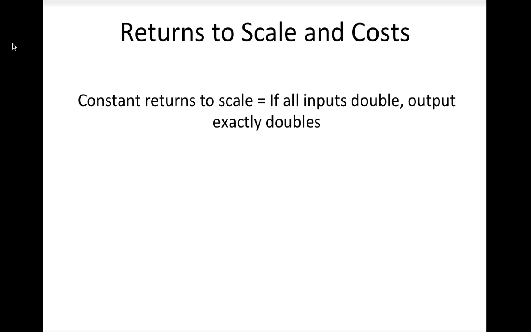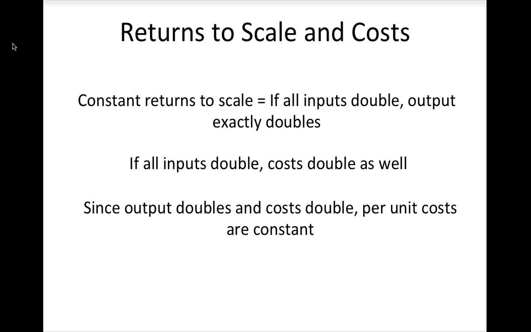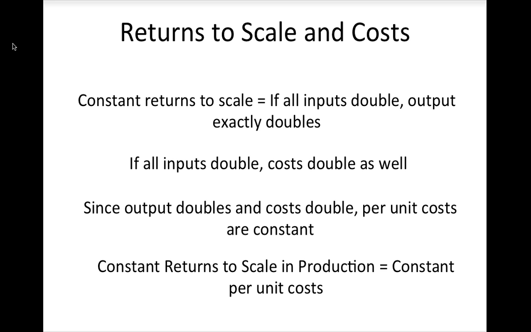There is a relationship between the nature of a firm's production and the nature of its cost structure. If a firm has constant returns to scale, when all of its inputs double, its output doubles as well. Because the firm has doubled its inputs, its cost should also double. However, since both output and cost doubled, per unit costs are constant. This leads us to the general result that firms that have constant returns to scale in production will have constant per unit costs of production.